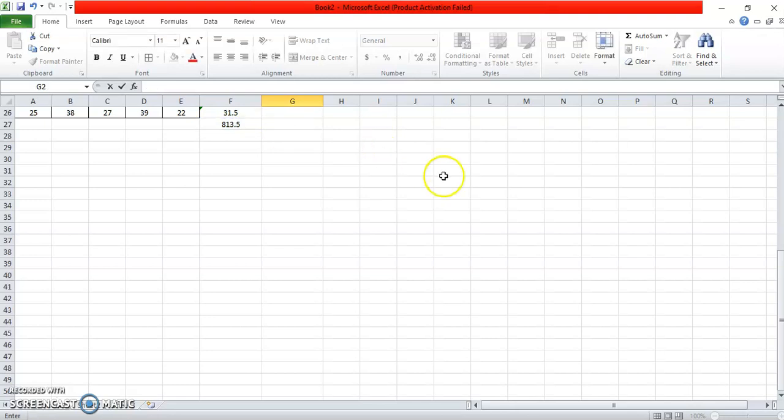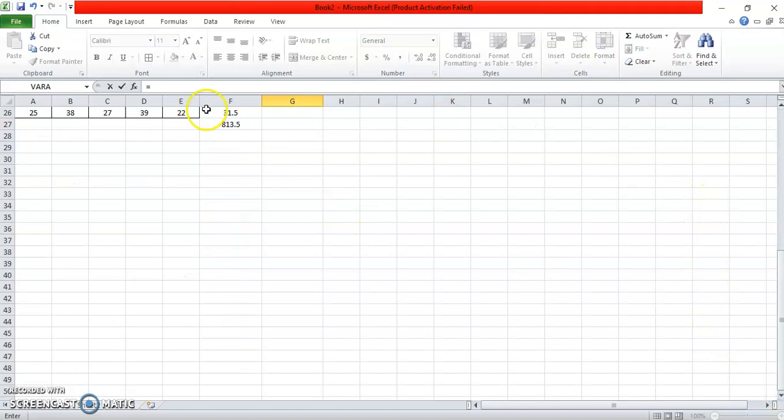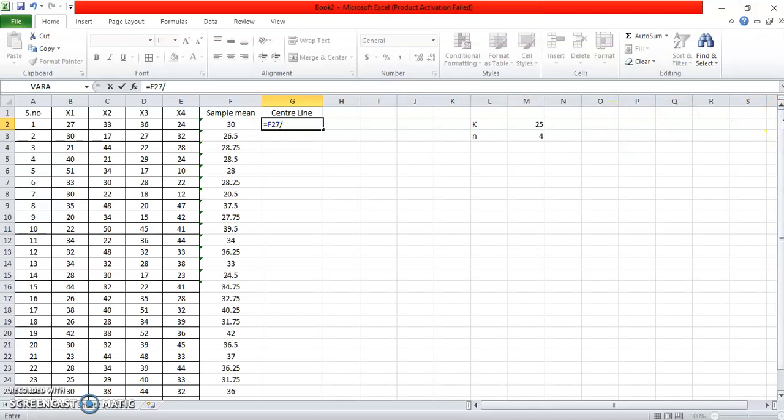So first, before doing that, we need to write down somewhere the total number of samples, that is K, which is 25 in this case. And how many observations are we having here? N. That means we have 4 observations, right? So to find the value of the central line, we need 2 values: basically your sum of the sample means and your total number of samples, that is K. So basically, your central line is the average of the sample means, right?